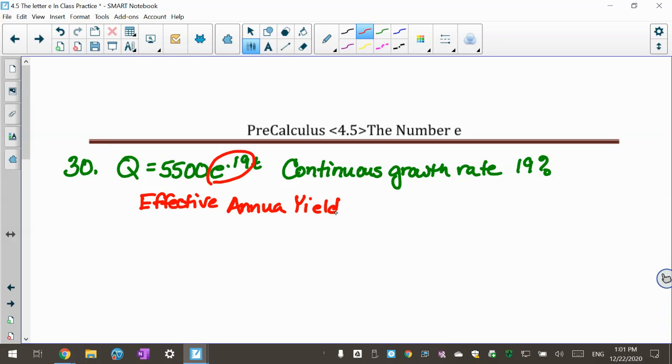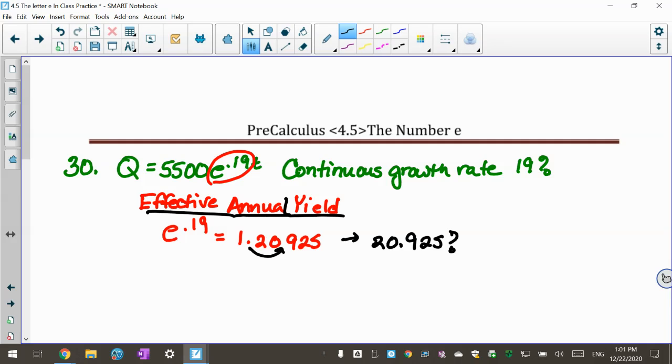So what I'm going to do is take e to the 0.19 and put that in my calculator. I get 1.20925. If I get rid of the 1 and move my decimal place over, this really means 20.925% effective annual yield. So even though it's continuously growing 19%, because you're getting interest on your interest, you're actually earning 20.925% on your money over a year.